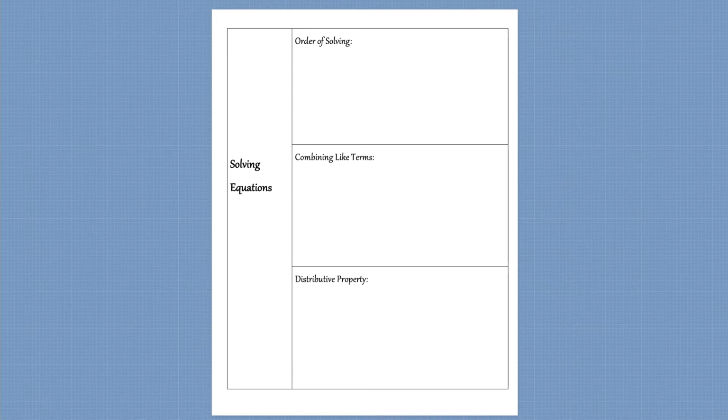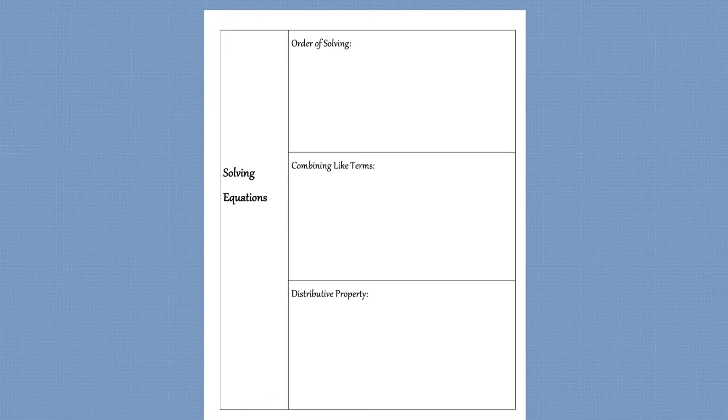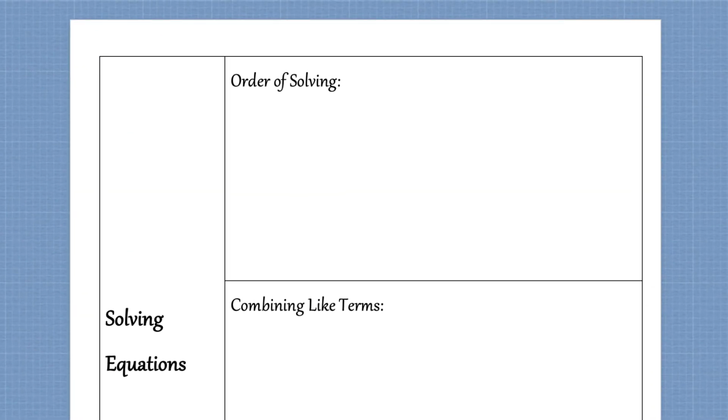Today we are learning about how to solve equations, especially with combining like terms and using the distributive property. Let's get started. So first off, we have the order of solving an equation. I'm going to use this example equation right here, which says 2 times (3x plus 4) is equal to x plus 3. And we're going to go through the order of solving this equation over here.